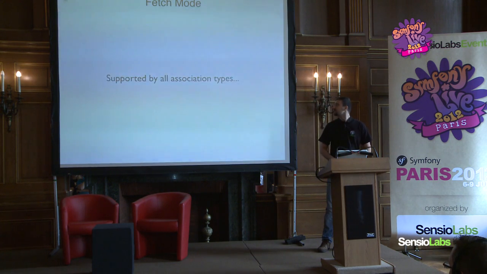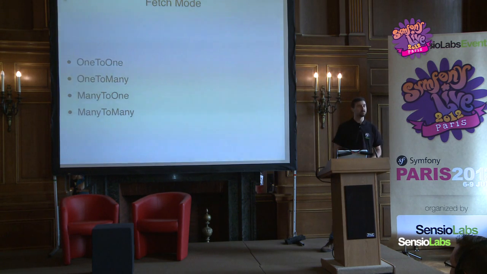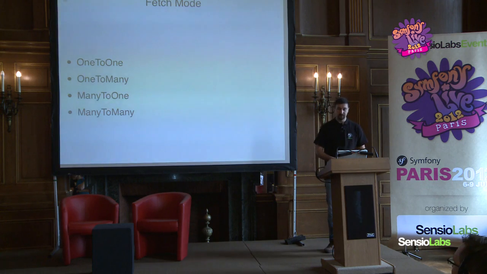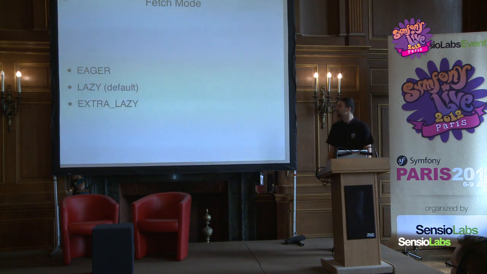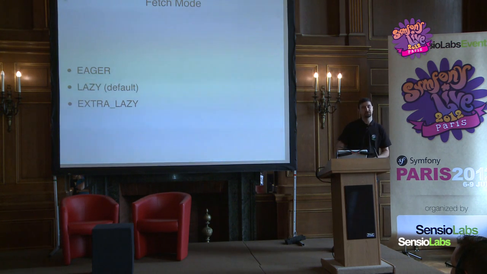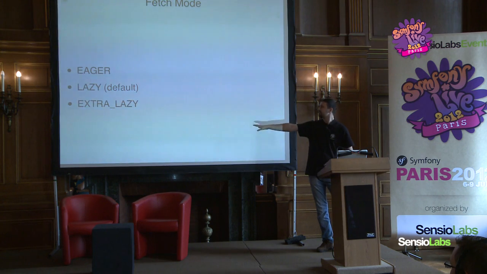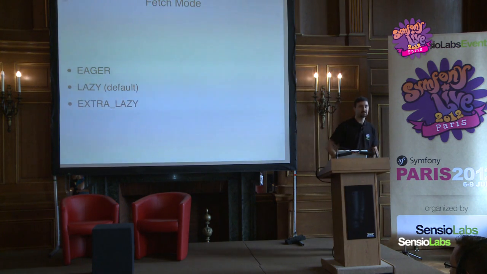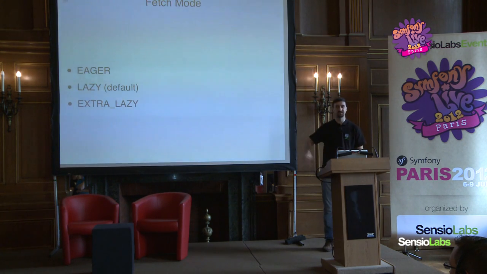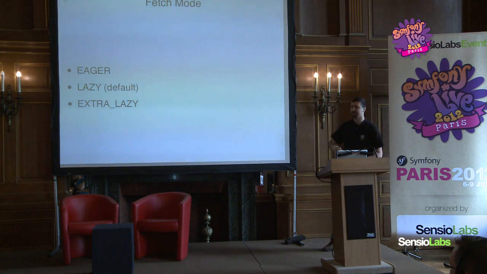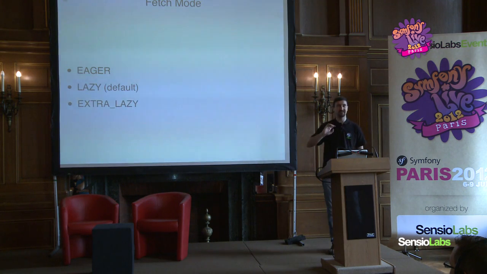Currently, it's supported in all association types inside of the Doctrine, which means one-to-one, one-to-many, many-to-one, and many-to-many. And we have a couple of available fetch modes. They are eager, lazy, and extra lazy. I should put like super lazy or something like that, but they already changed inside of the JPA API, so I decided to just keep it. I like the name.